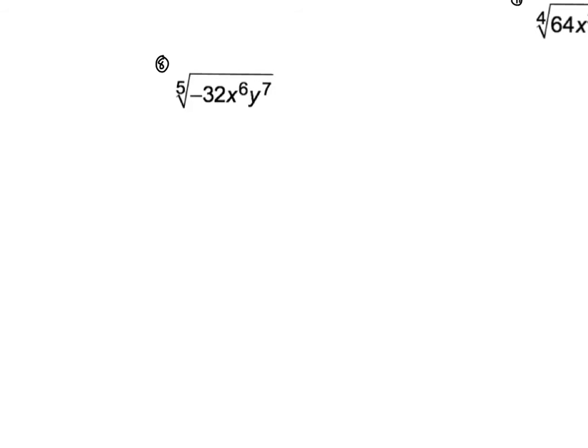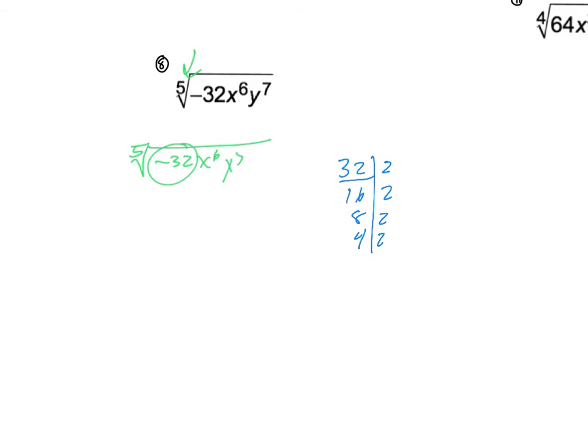Moving on to number 8. These are fun, aren't they? We're looking for a fifth root of negative 32, x6, y7. We're going to take the number first. We're going to break down the 32 by 2. 2 goes into 32 16 times. 2 goes into 16 8 times. 2 goes into 8 4 times. 2 goes into 4 2 times. 2 goes into 2 once. It's an odd root and it's negative, so that means that negative 32 can be rewritten as 5 sets of negative 2. 1, 2, 3, 4, 5.